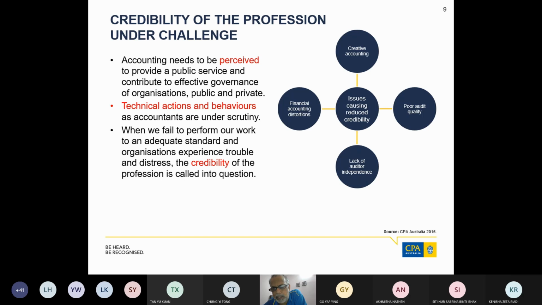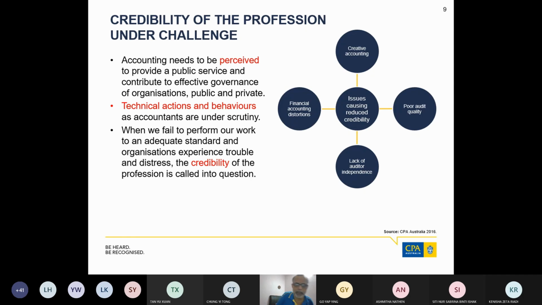Auditors, we expect them to be independent, but instead they are colluding with the company to cheat whom? To defraud whom? To defraud the shareholders. The poor shareholders are relying on the auditor, but instead the auditor is colluding with the company. Don't tell me it doesn't happen. It happens a lot. And financial accounting distortion.